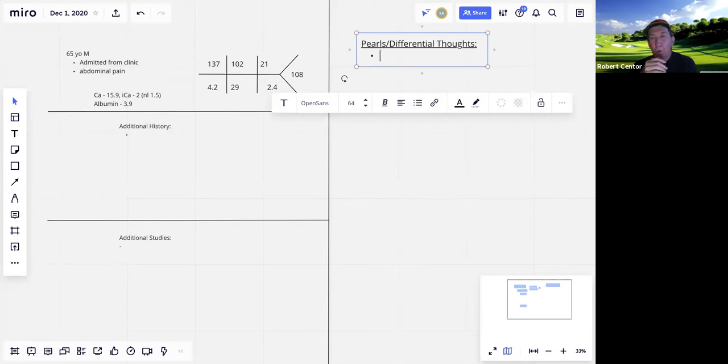So what I want y'all to think about is, what's the classic patient presentation? Because we can ask some questions and see whether or not he has the classic presentation of a calcium of 16. And then we need to figure out what is the differential diagnosis of a calcium of 16, which is different than the general differential of hypercalcemia.